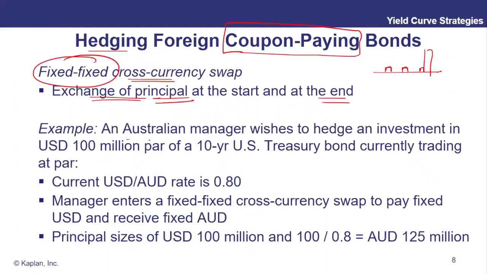Let's go with our Australian manager. They're hedging a US foreign 100 million par of a 10-year US Treasury bond, currently trading at par. Current US Aussie exchange rate is 0.8. So they've done that again. US dollar over Aussie is 0.8. If I thought I was going to use that extensively, I'd flip it over to 1.25, but I don't think we're going to use it extensively here.